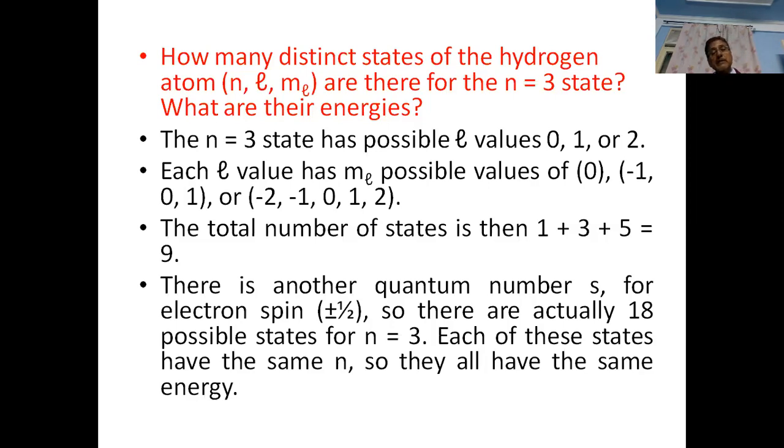Now, there is another quantum number we have discussed, that is the spin quantum number. For electron spin, we have s is equal to ±1/2. So these 9 states multiplied by the two spin states, +1/2 and -1/2, give actually 18 possible states for n is equal to 3. Each of these states has the same n, so they all have the same energy.